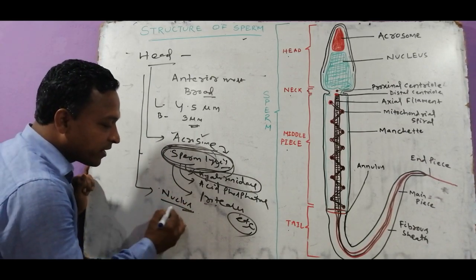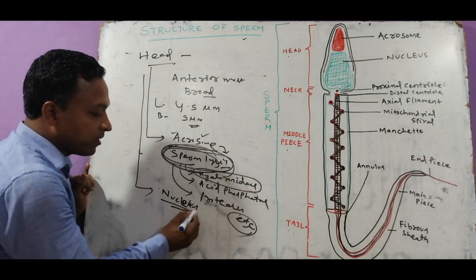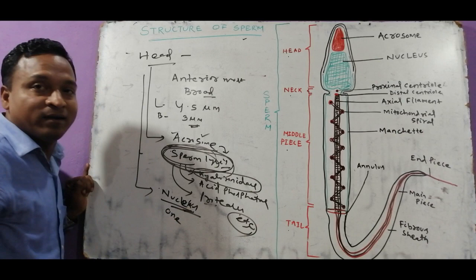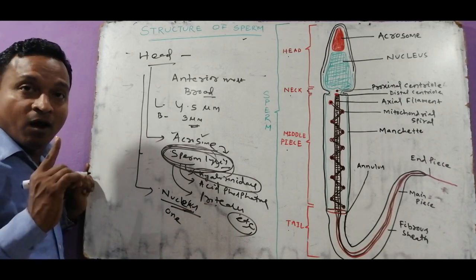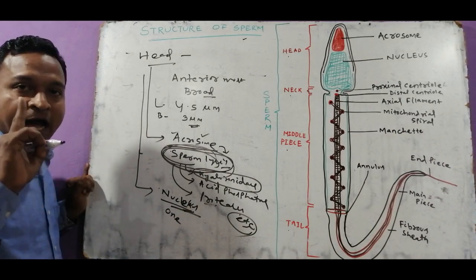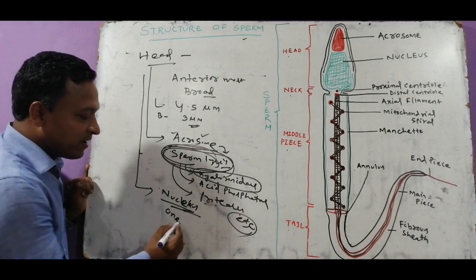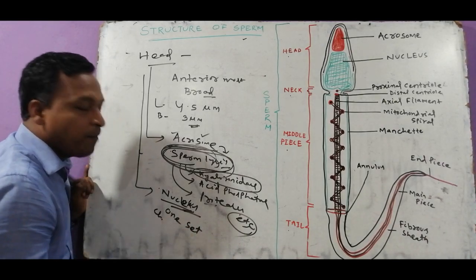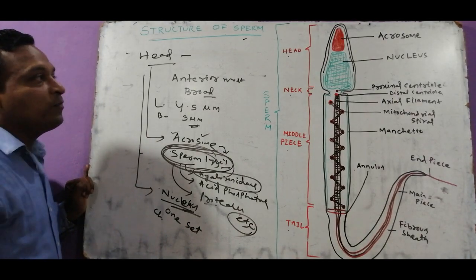The nucleus, if you're talking about, contains how many sets of chromosomes? A gamete, or you can call it a sperm, is which ploid? Haploid, containing how many sets of chromosomes? One set. Yes, one set of chromosomes.